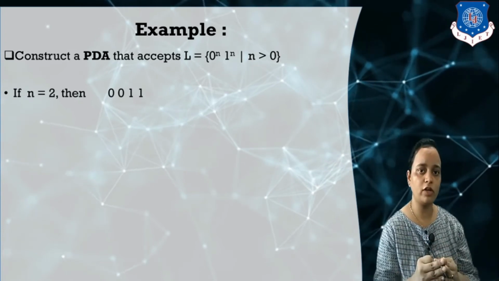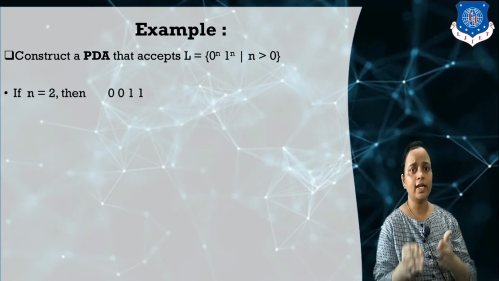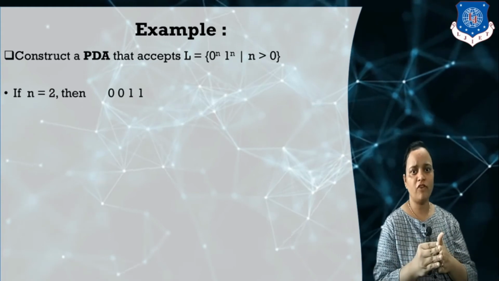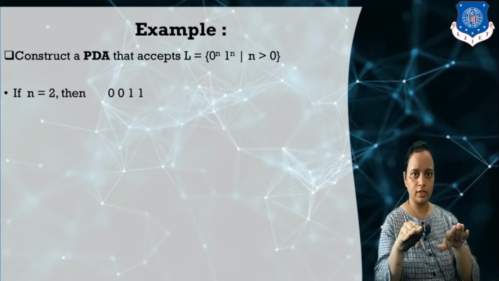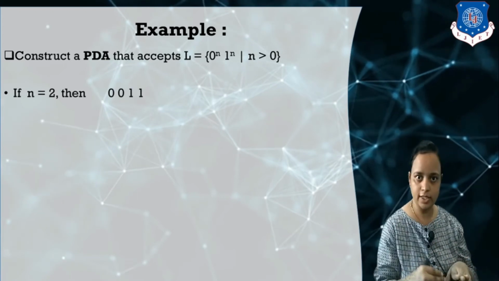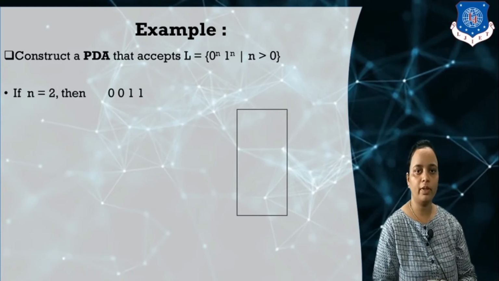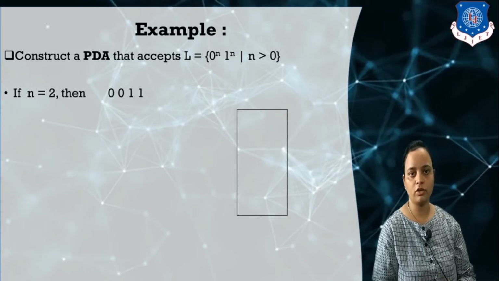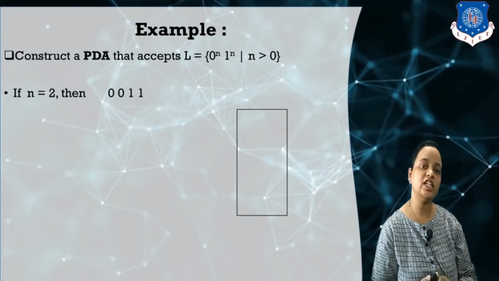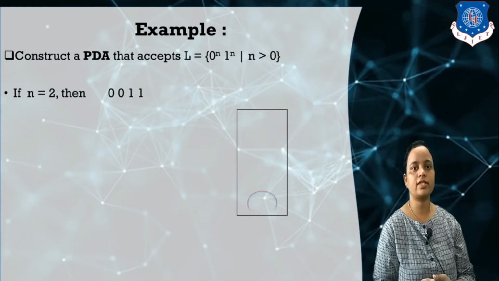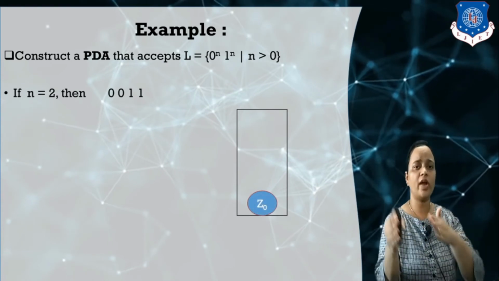First of all, how can we know that there are an equal number of zeros and ones? We have to compare the number of zeros with the number of ones. How can we compare? By using the stack. If you remember, in the formal definition of PDA we discussed the tuples of a PDA, where we said that Z0 is the initial stack symbol, so the stack always contains Z0 initially. Now how can we compare the 0s and 1s?